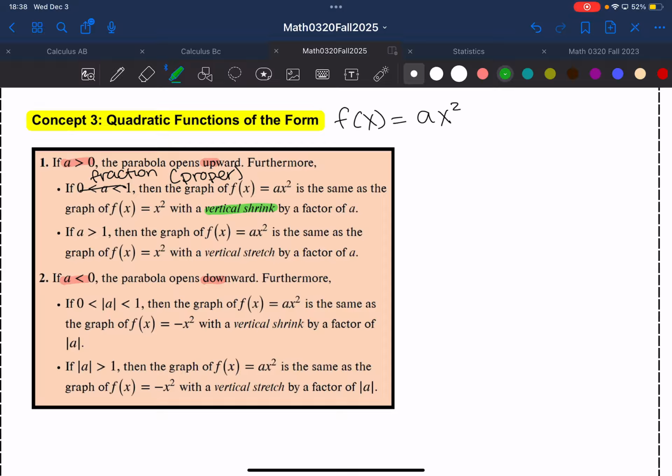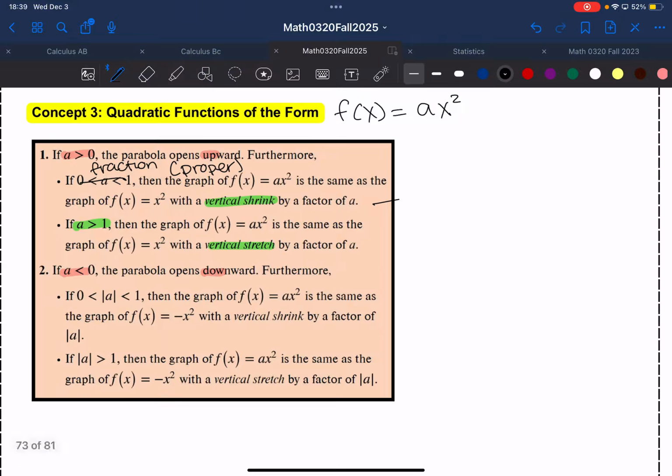If a is greater than 1, so here's the next part, no longer a fraction, then we're going to have a vertical stretch. That's you taking your rubber band and stretching it apart, which means your parabola is going to get fat or skinny? Skinny. I'll even write that in parentheses here: fat versus skinny. Or if you don't want to write fat versus skinny, you can say small versus wide.